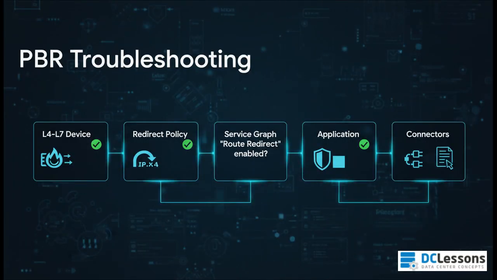You just go right down the list. Start at the top. Is the device defined correctly? Is it the right function type? Okay, check. Move to the policy. Did I have a typo in the next hop IP? It happens to the best of us. Next, the graph itself. Oh man, did I forget to check that critical route redirect box? Then check the application. Is this graph even on the right contract between the right EPGs? And finally, and trust me, this is a common one, did I actually remember to select my PBR policy in those connectors? If you can say yes to all of these, I can almost guarantee your PBR is going to work.